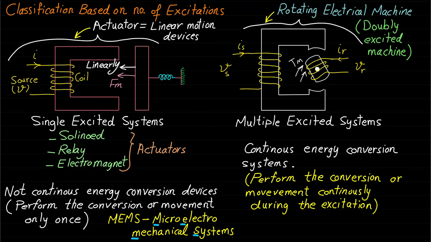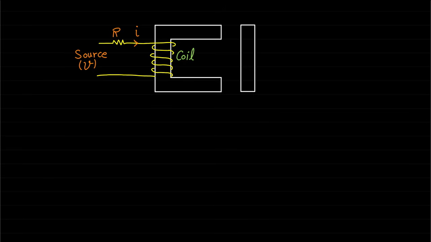Both the single excited systems and multiple excited systems share the same energy conversion process concepts. Therefore, for now, let's focus on the single excited systems as an example to explain some basic principles and terms. This single excited device or linear motion device consists of one coil, a C-shaped fixed part made from magnetic or ferromagnetic material, and a moving part also made from magnetic material.